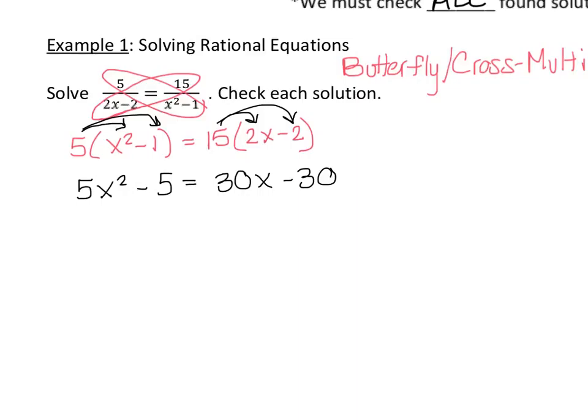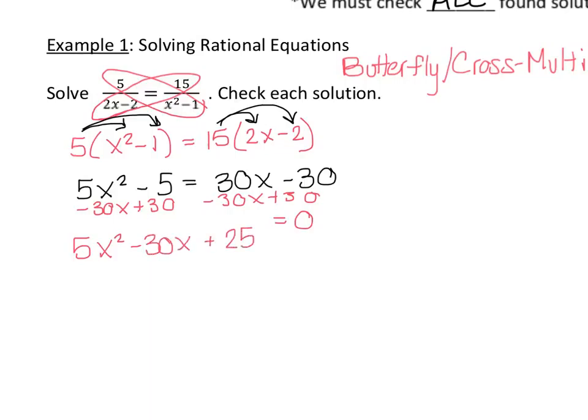Now, what do you think we should do? How about we get everything on one side, so we'll subtract 30x and add 30 to the other side. So we get 5x squared minus 30x plus 25 equals 0.